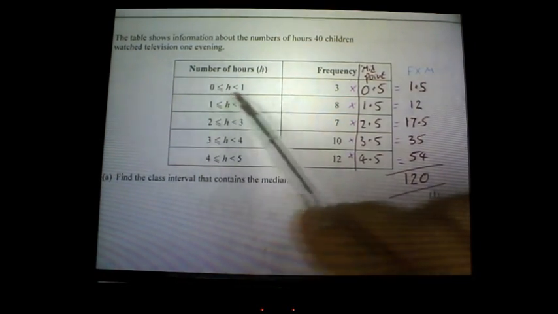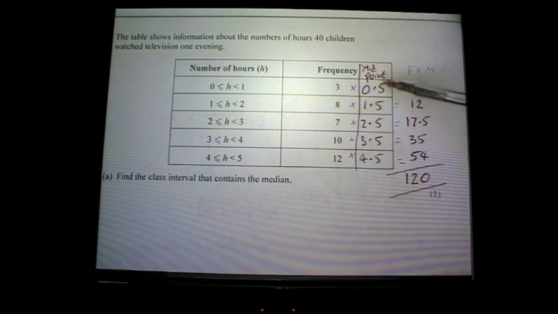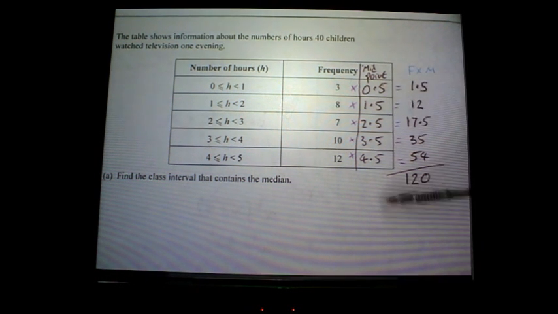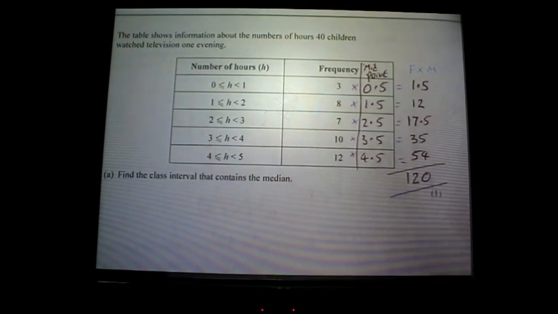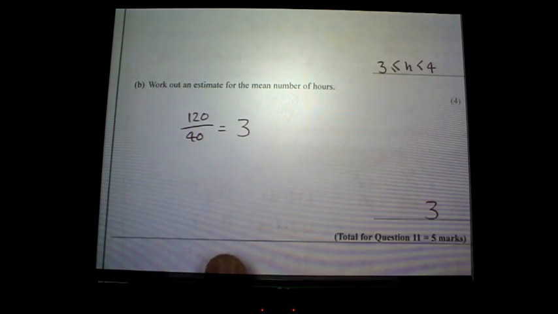Mean of group data. This is a typical C grade question. Because it gives you a range here, you've got to find the midpoint, and this is exactly what I've done. Here are my midpoints. I've given them as decimals, and then you multiply across. So frequency times midpoint, you add them up to get 120, and then you divide by 40. So 120 divided by 40 is 3. So that is an estimate for the mean number of hours.